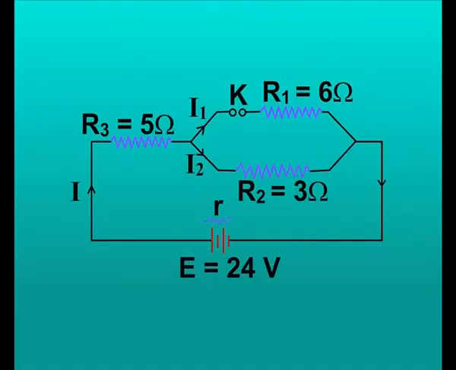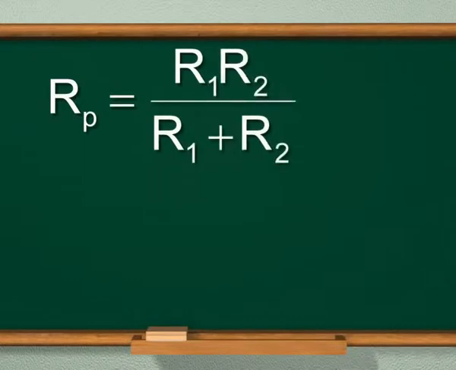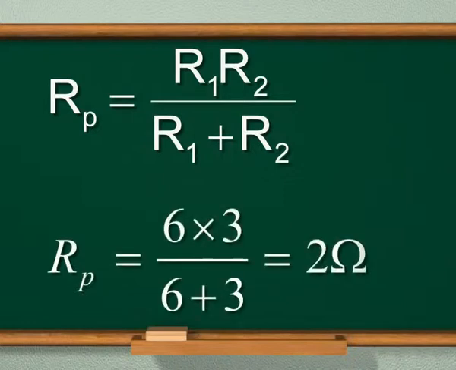We will work out for the situation of the closed key first. Let Rp be the resistance of the parallel combination of R1 and R2. Then Rp is equal to R1 into R2 upon R1 plus R2, or Rp is equal to 6 into 3 upon 6 plus 3. On calculating, this comes out to be 2 ohms.